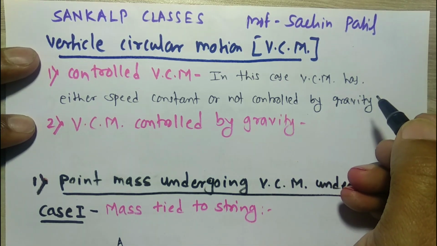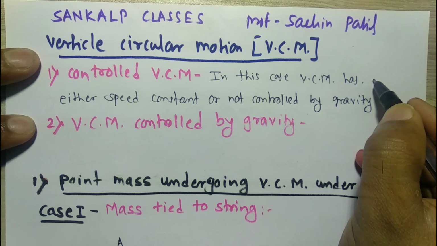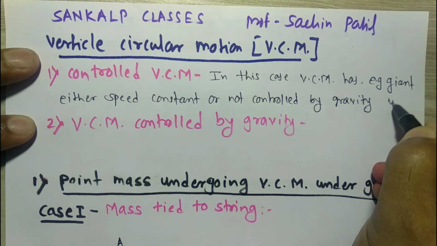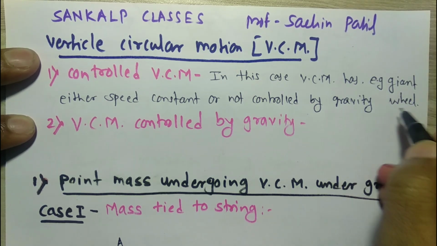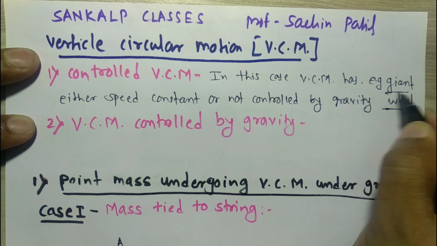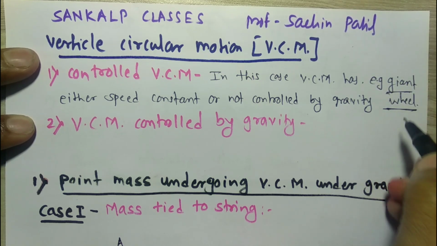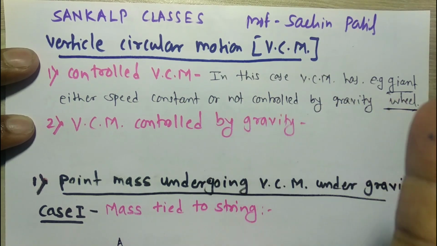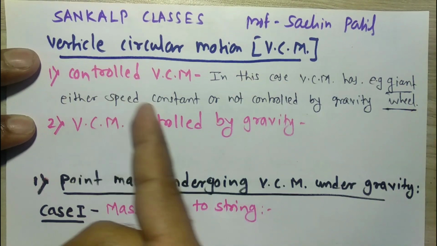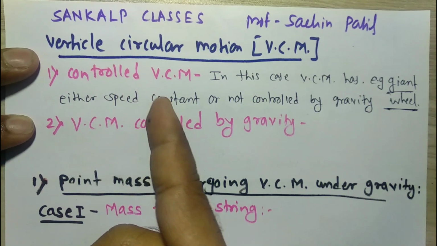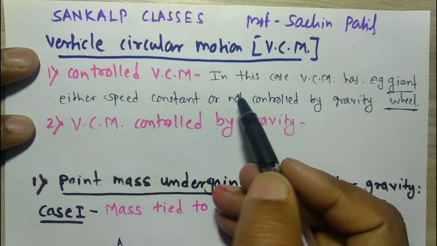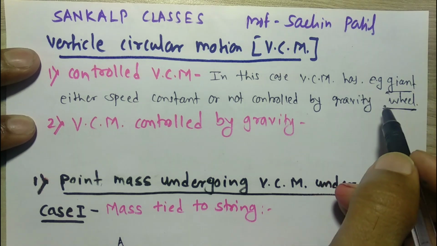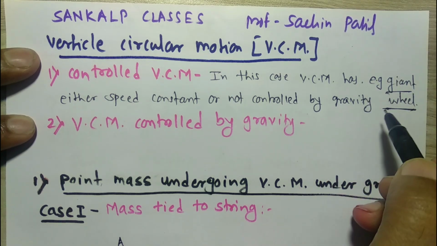For example, we have to consider here a giant wheel. We know that in a giant wheel, the wheel driver is going to push the wheel, and you are moving upward direction. You are moving upward, downward, upward, downward. In this way we will get the controlled V.C.M, and in a giant wheel by using a motor you can control the motion of that vertical circular motion.